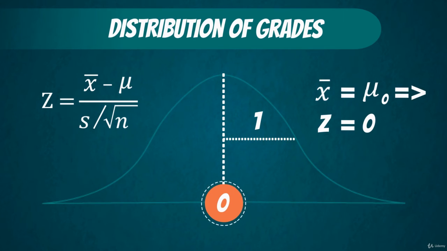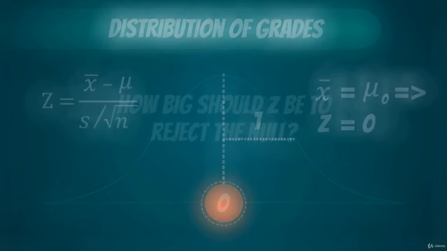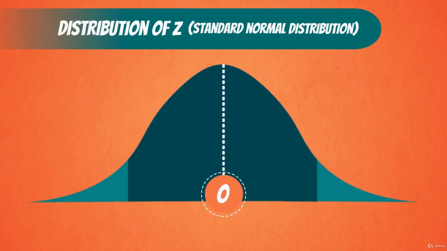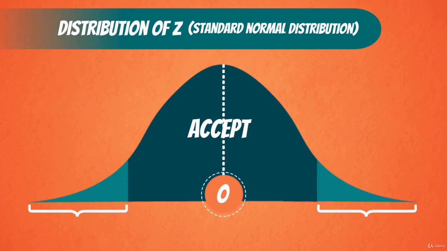Okay, the question here is the following. How big should z be for us to reject the null hypothesis? Well, there is a cutoff line. Since we are conducting a two-sided or a two-tailed test, there are two cutoff lines, one on each side. When we calculate z, we will get a value. If this value falls into the middle part, then we cannot reject the null. If it falls outside, in the shaded region, then we reject the null hypothesis. That is why the shaded part is called rejection region.